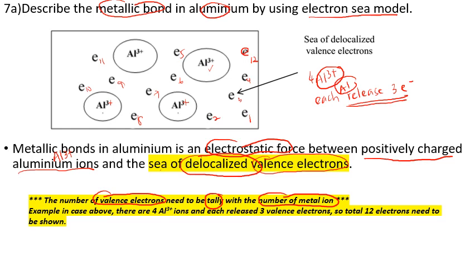So again, do remember the number of valence electrons needed will tally with the number of metal ions. Let's say sometimes you are going to draw the metallic bond for copper using the electron sea model. If you draw 5 Cu2+, it means that you are going to draw 10 electrons in your diagram. Normally we always encourage students to draw more than 5 metal ions, because we want to see there is a sea of delocalized electrons. Sea here means that we can see it's very broad, so we need to show more electrons.